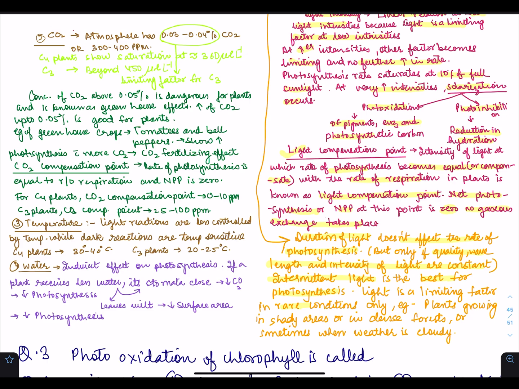When will it be a limiting factor? In case when the plants are growing in very shady areas or they are growing in dense forests or sometimes when the weather is cloudy. In these cases, light will be a limiting factor.